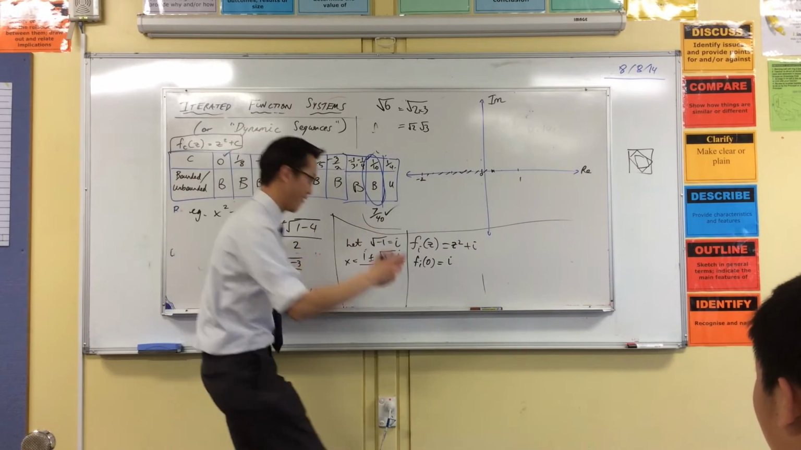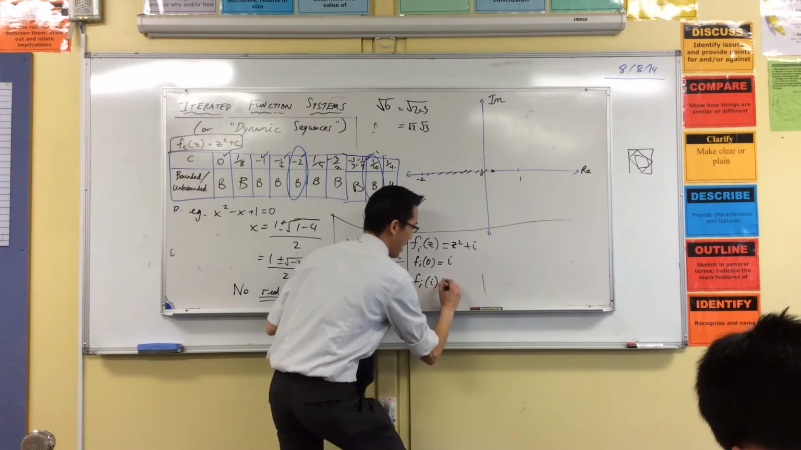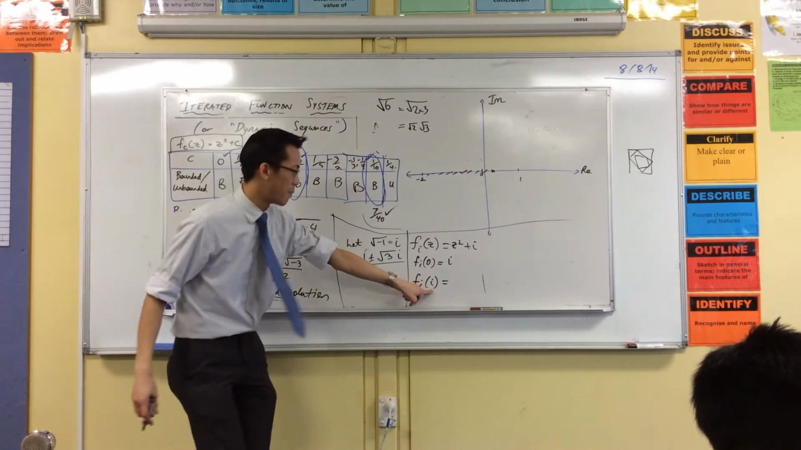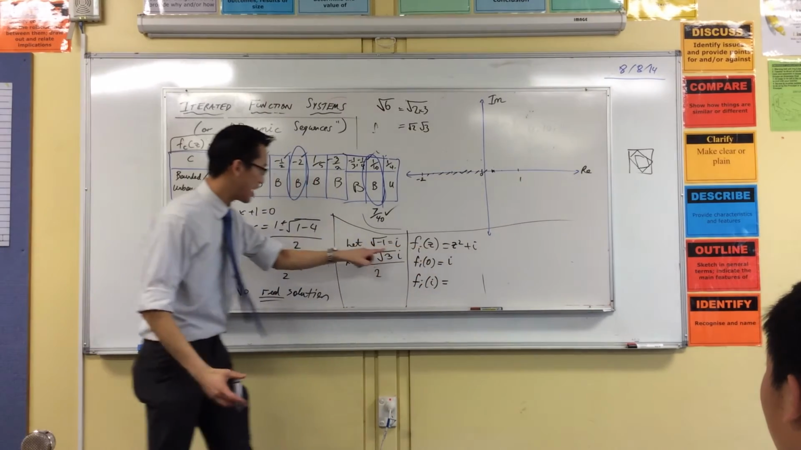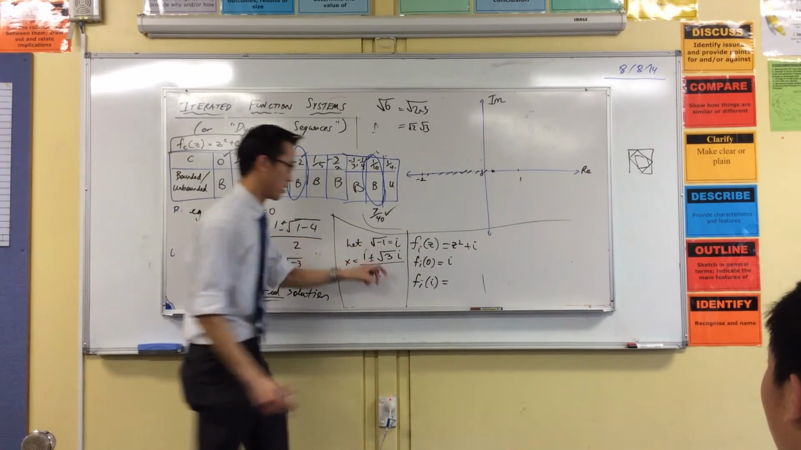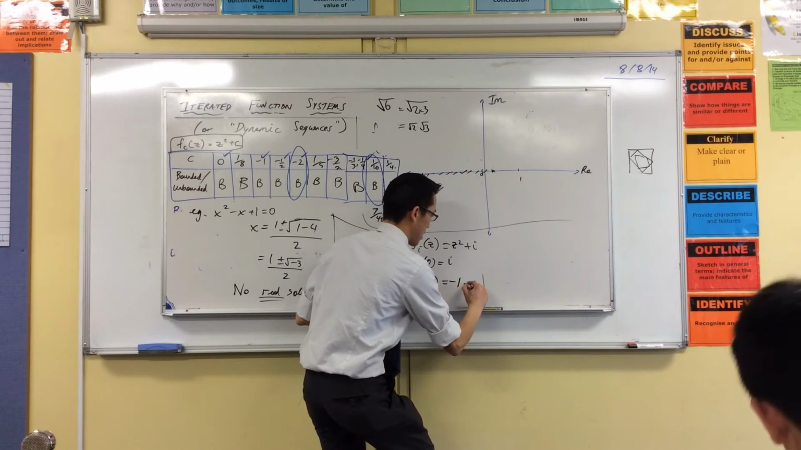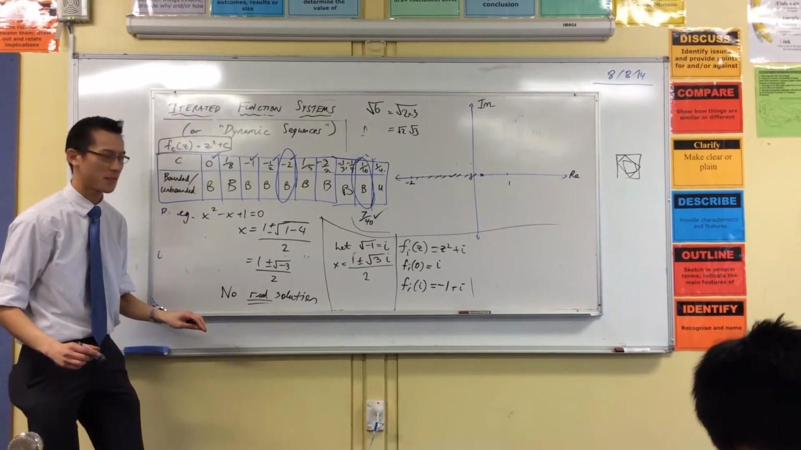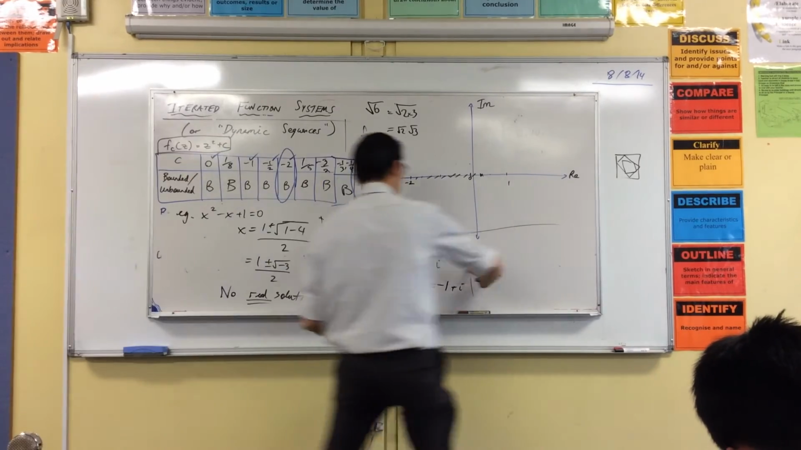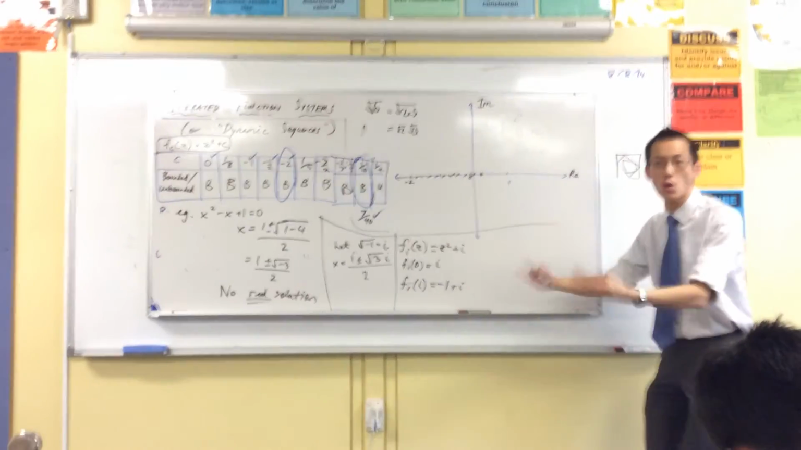Try it again. I iterate, right? f of i. What do we do to this number? We square it. So when you square i, you get negative 1, right? Negative 1 plus i. Whatever that is, just stay with me. I'm really interested in what happens when it iterates and goes over and over again.